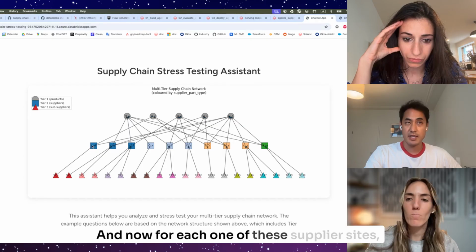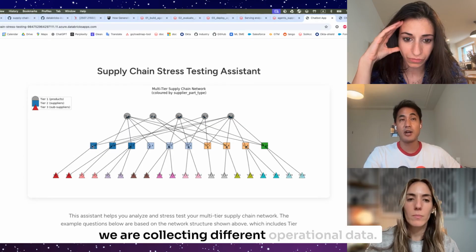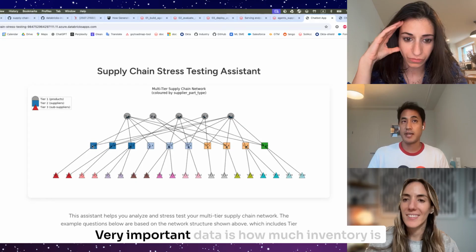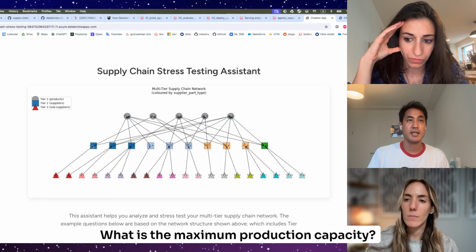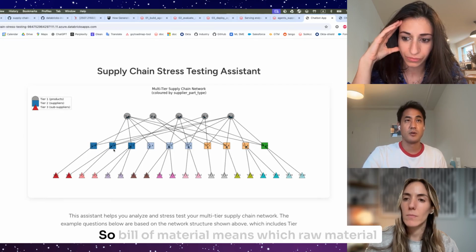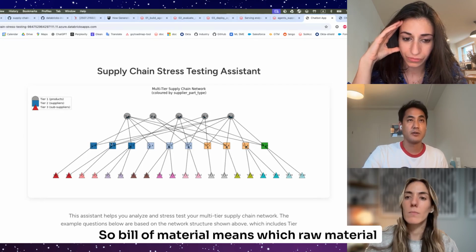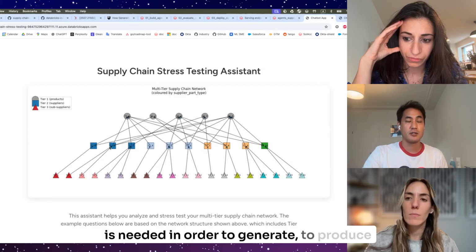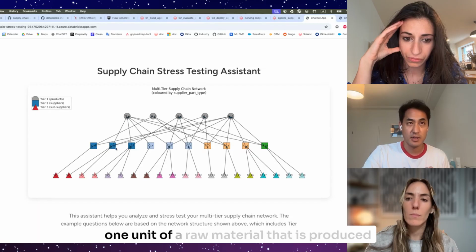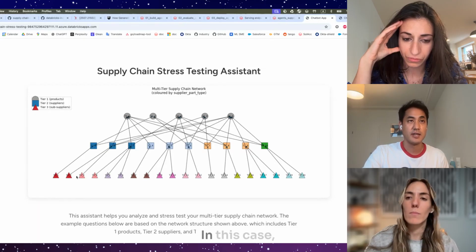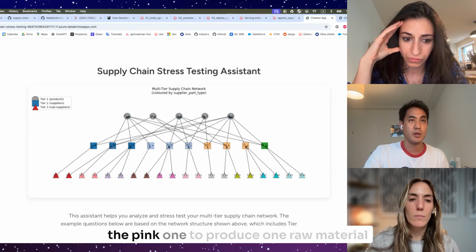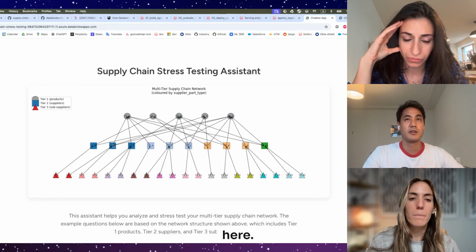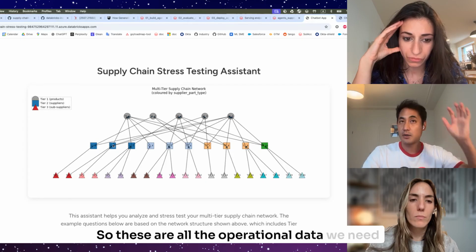And now for each one of these supplier sites, we're collecting different operational data. Very important data is how much inventory is stored at a given time, what the maximum production capacity is, and what the bill of material is. Bill of material means which raw materials are needed in order to produce 1 unit of a raw material produced here. In this case, we need 2 raw materials, this red one and the pink one, to produce 1 raw material here. So these are all the operational data we need to collect.